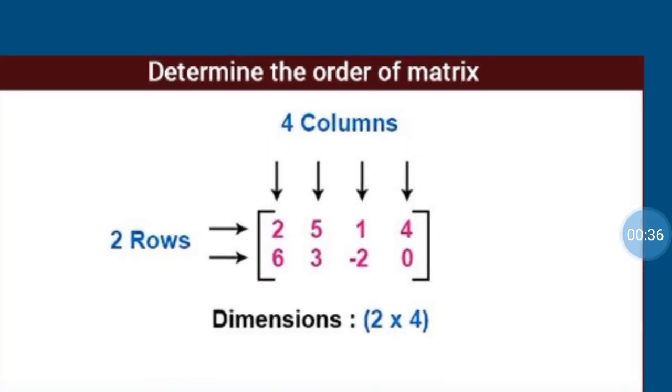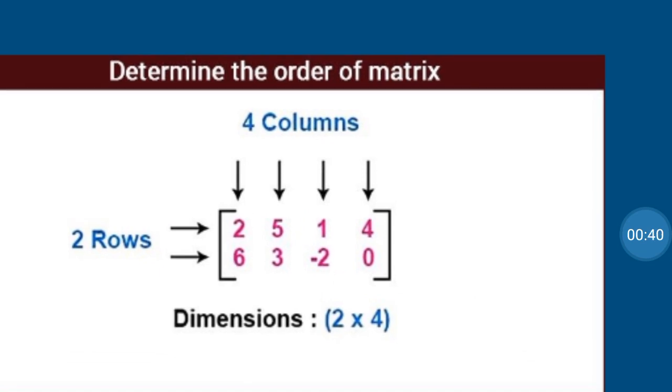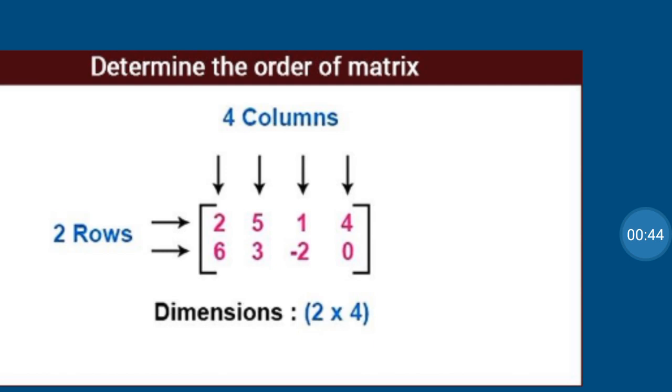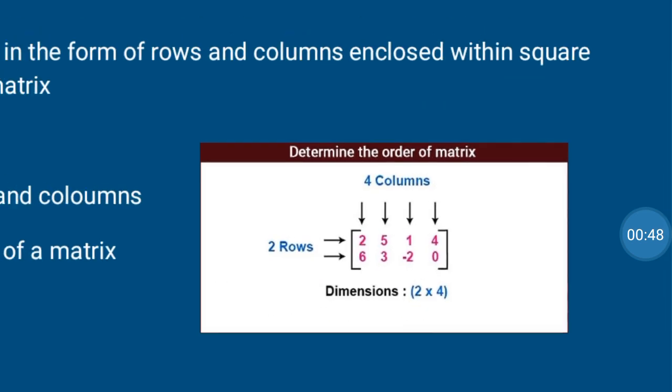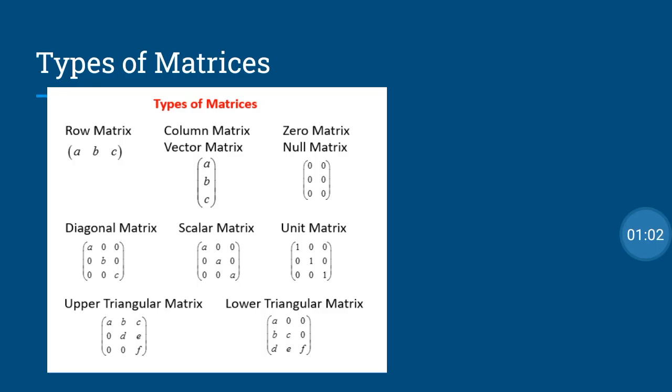A matrix in the form of rows and columns is enclosed within the square brackets. And there are 2 rows and 4 columns, hence the order of this matrix is called 2 by 4. So a matrix is an arrangement of numbers in the form of rows and columns enclosed within the square brackets. We will be seeing a few types of matrices.